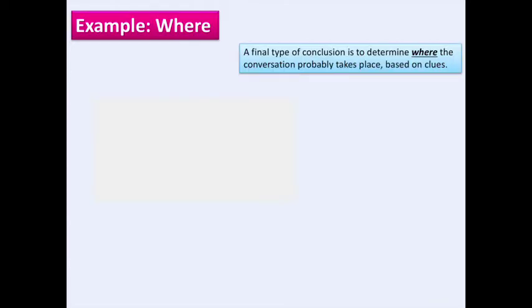A final type of conclusion is to determine where the conversation probably takes place based on clues. Let's look at an example of this type of question.